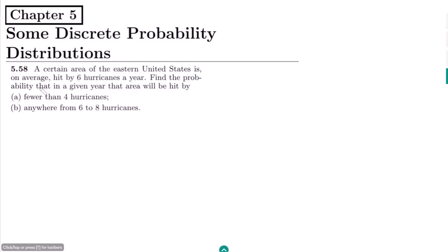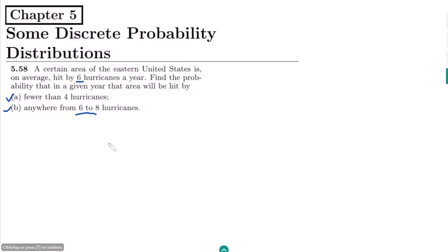This is question 5.58, and the statement of this question is: a certain area of the eastern United States is on average hit by 6 hurricanes a year. Find the probability that in a given year that area will be hit by A, fewer than 4 hurricanes, B, anywhere from 6 to 8 hurricanes. This is one of the problems related to the Poisson probability distribution.